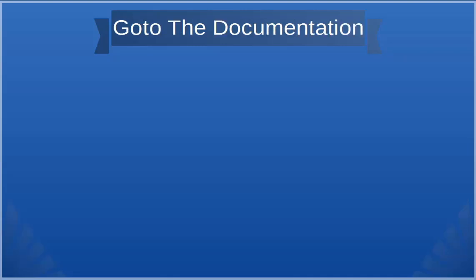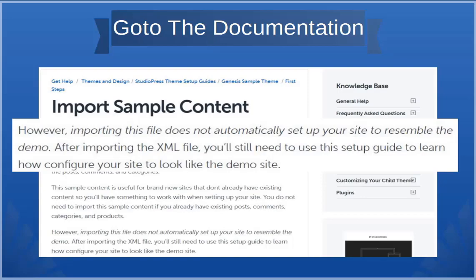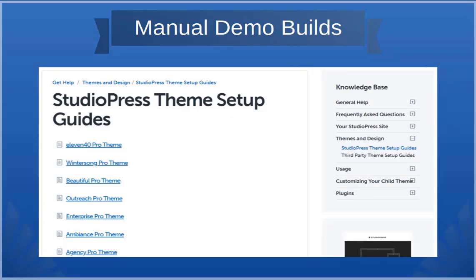So now let's go to the documentation to see what's going on. If you bring up the page that talks about how to download and handle the sample content, it will tell you that that XML file will give you some posts and menus and whatnot by default, but there's a section buried deep in it that will explicitly say to you that importing the XML file does not automatically set up your site to resemble the demo. If you want the site to look like the demo, you'll need to use the setup guide to manually make that configuration on your own.